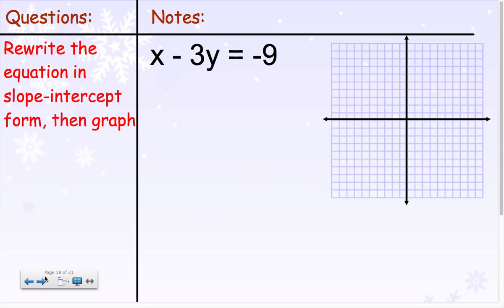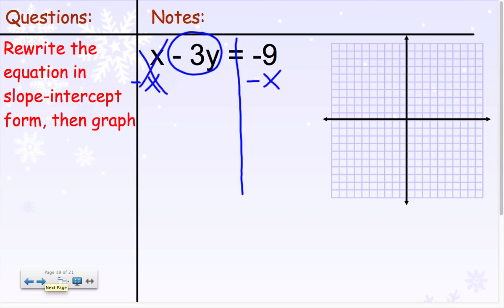X minus 3y equals negative 9. Draw my train tracks. Circle my negative 3y. Minus x on both sides. Remember that's the same as 1x if that helps you. Bring down the negative 3y. Negative x minus 9. Divide both sides by negative 3.